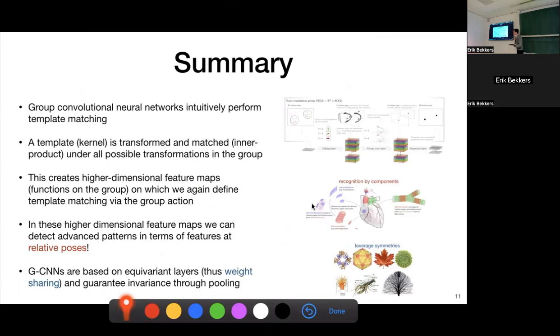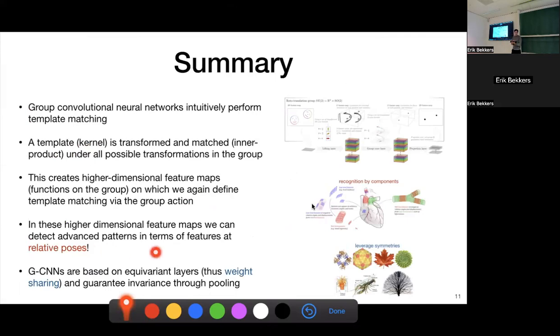So a summary of this is that group convolutional neural networks intuitively perform template matching. That's a viewpoint which I like, which is often somewhat missing in literature, and I think it helps to understand what these convolutional networks do. Essentially, a kernel, the template, is transformed and then matched with the underlying signal. And you do this for every possible transformation in the group, and that creates a higher dimensional feature map.